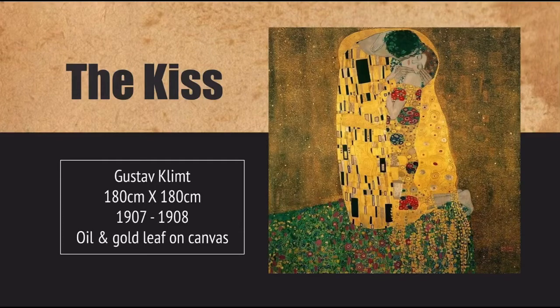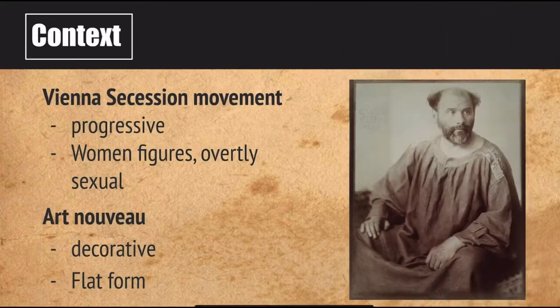We're going to explore Gustav Klimt's most iconic painting, The Kiss. Before looking at the painting, let's first introduce some personal and historical context of the artist. Klimt was an influential artist in the early 20th century. He is the founder of the progressive Vienna Secession art movement.